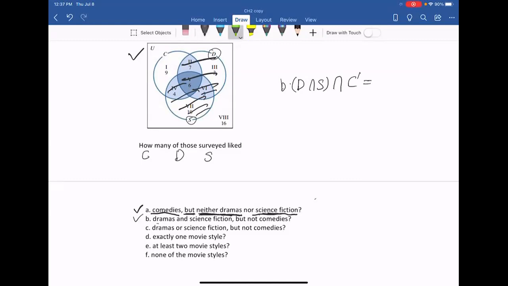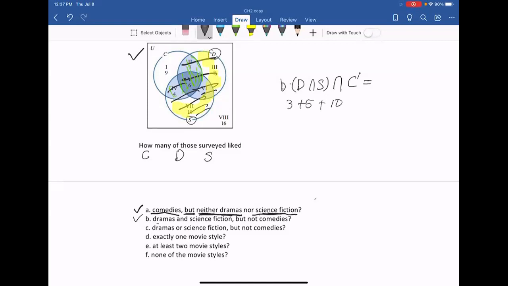So the C part, I need to deduct these. Here, this part is what I'm looking for. We add the number in these three parts together: region 3, region 6, and region 7. It's 3 plus 5 plus 10. Right? Drama and science, but not comedy.